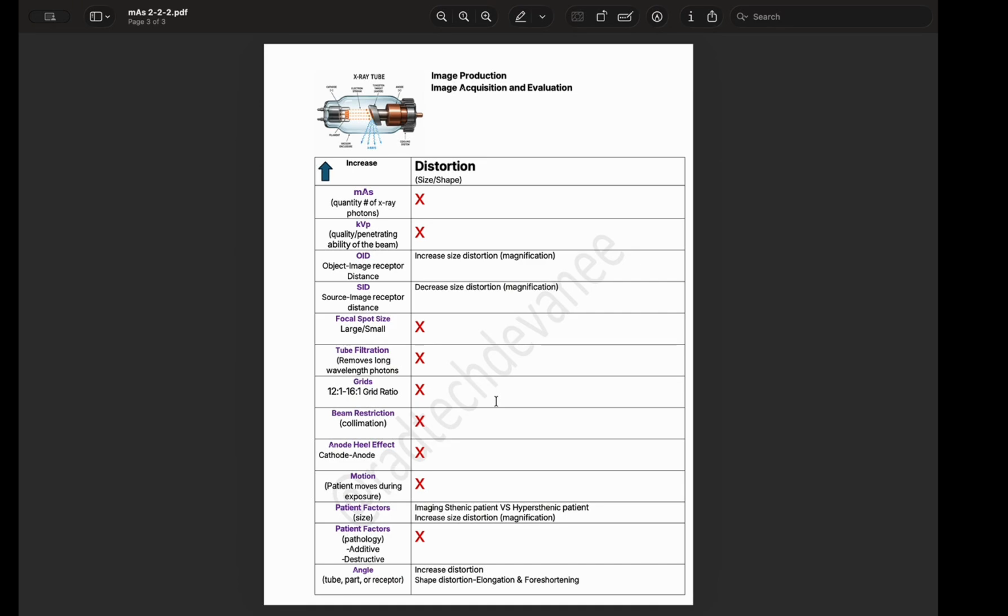Now let's talk about our angle. Whenever we angle the tube, part, or the receptor, the IR, that is definitely going to increase distortion. So we have shape and we have size distortion. I talked about size already. So shape distortion, guys, elongation and foreshortening fall under that. For elongation, what causes that is misalignment of our CR, tube, and our image receptor. For foreshortening, that is going to be misalignment of the anatomy.